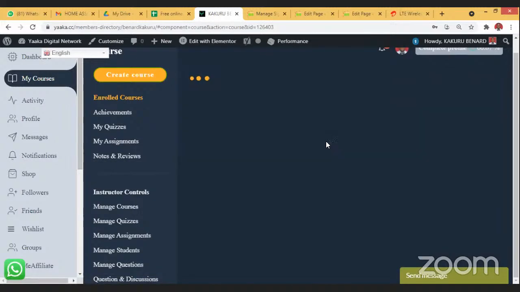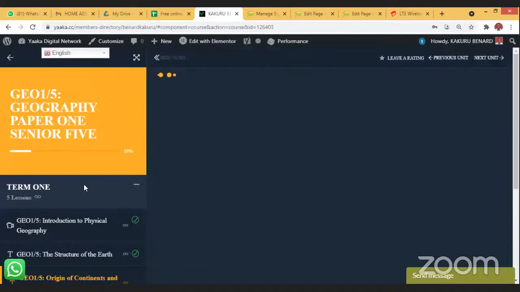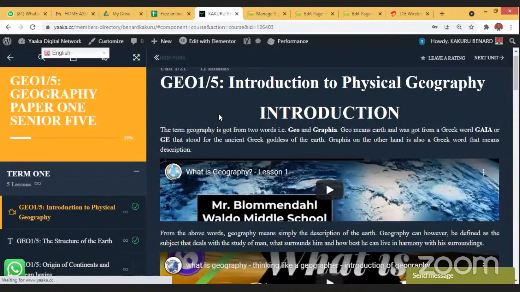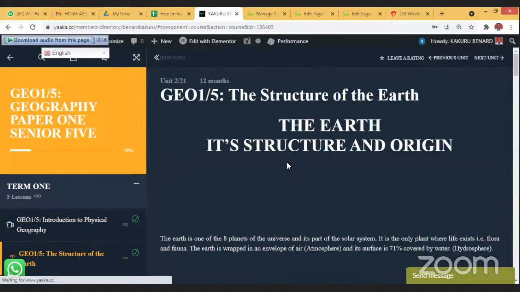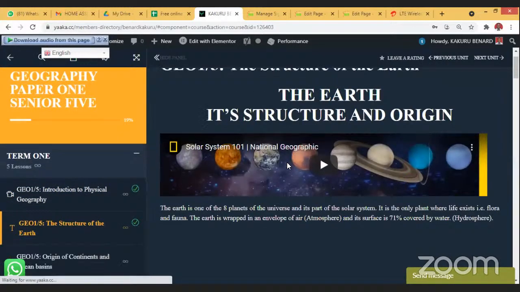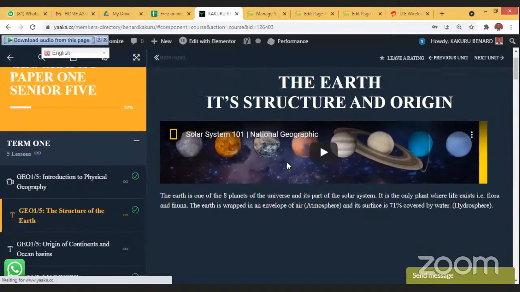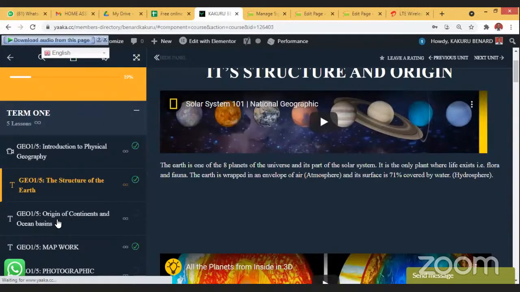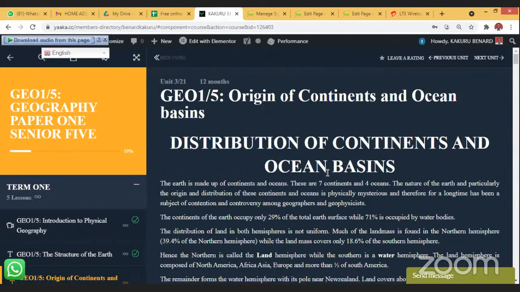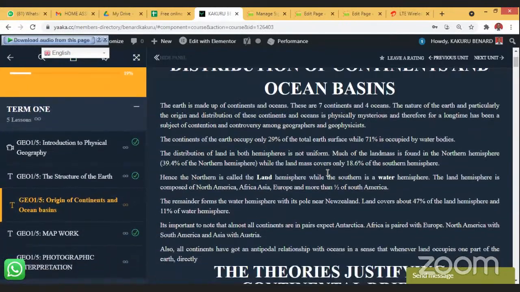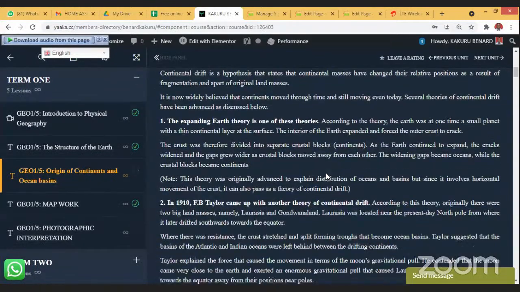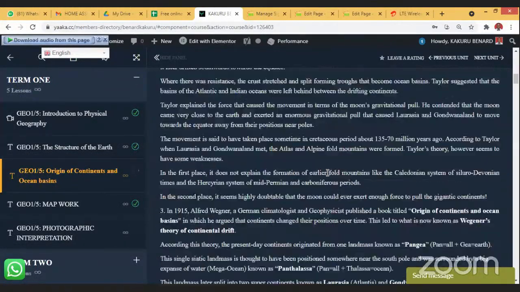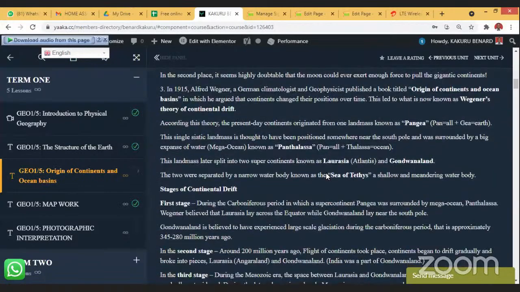So from the time we started these free classes, we have so far looked at the introduction to physical geography. We looked at the structure of the earth. That was last time. And at least last time I sent detailed notes, right? And today we shall have the detailed notes on the origin of continents and ocean basins. So we had this in our slides, the theories, and now we are basically looking at the third theory.